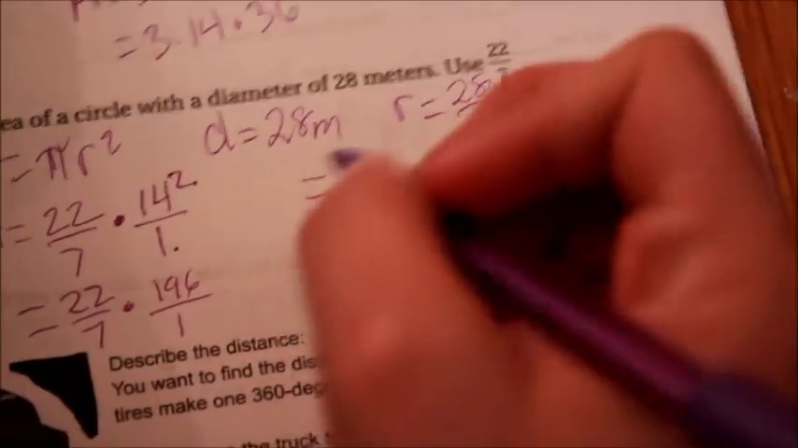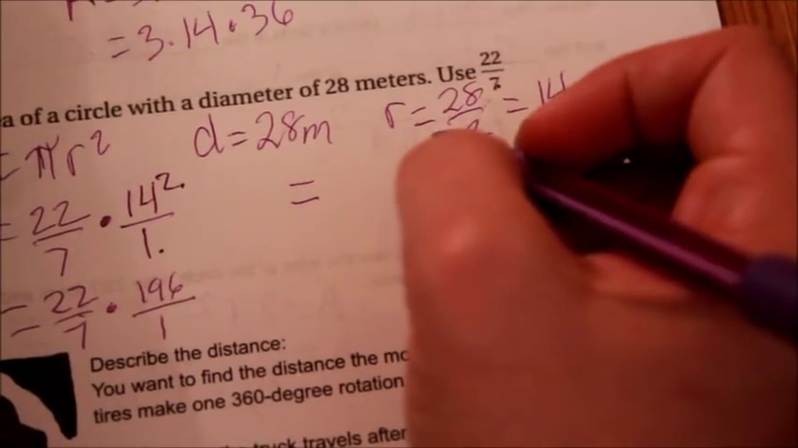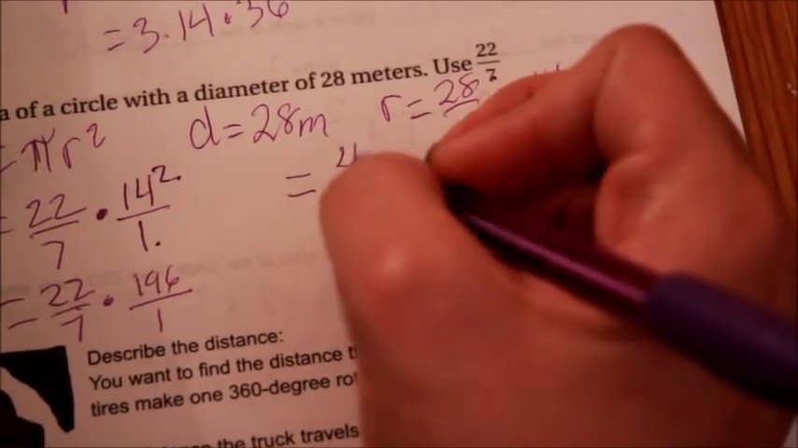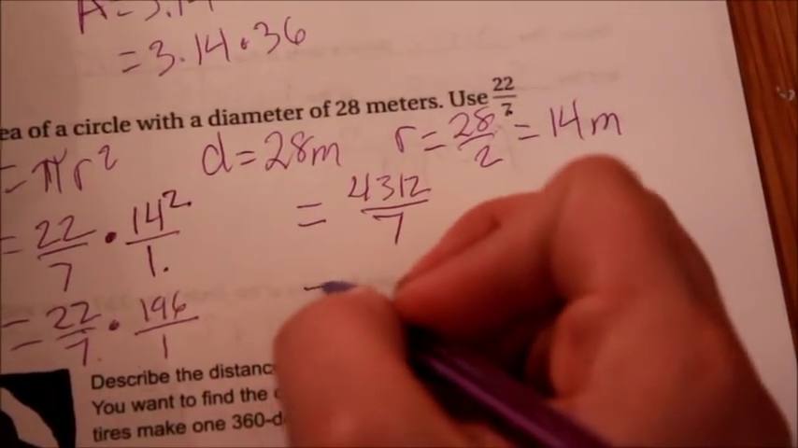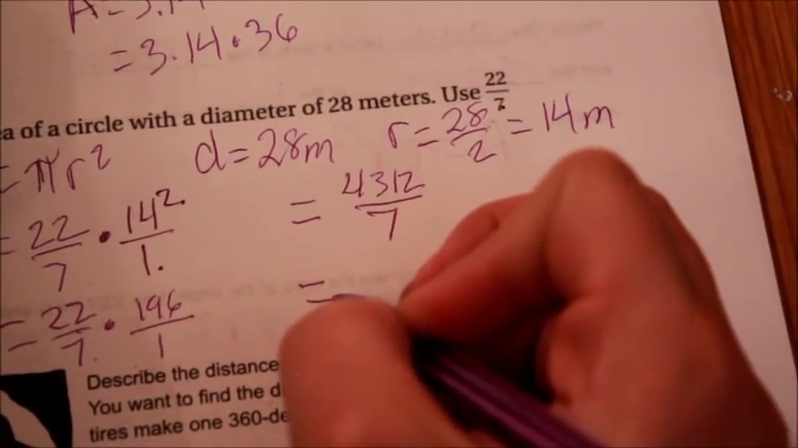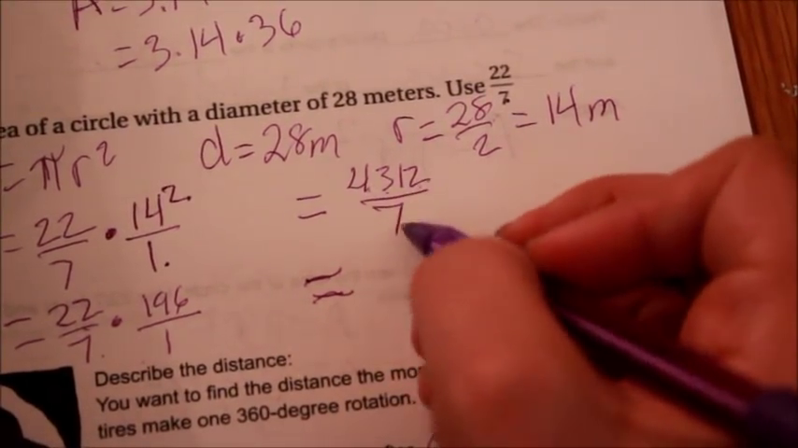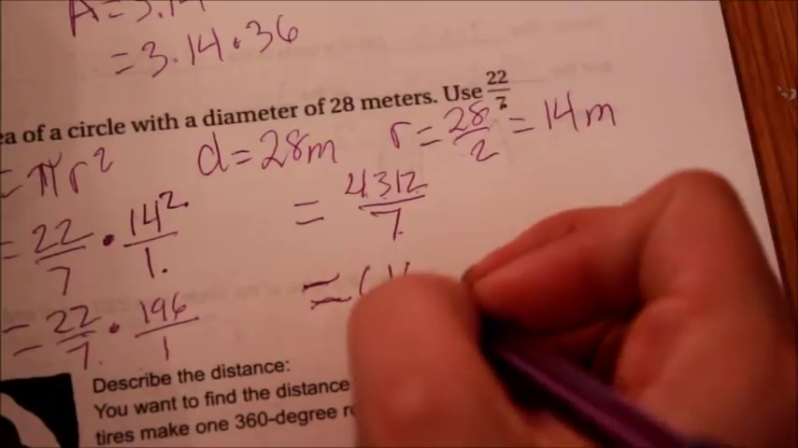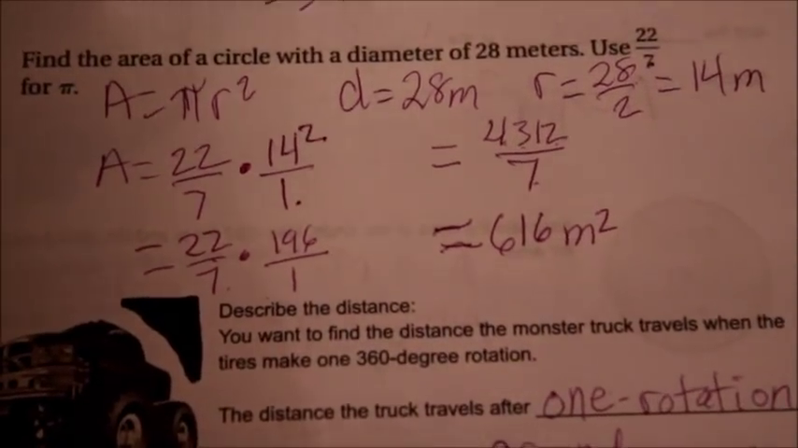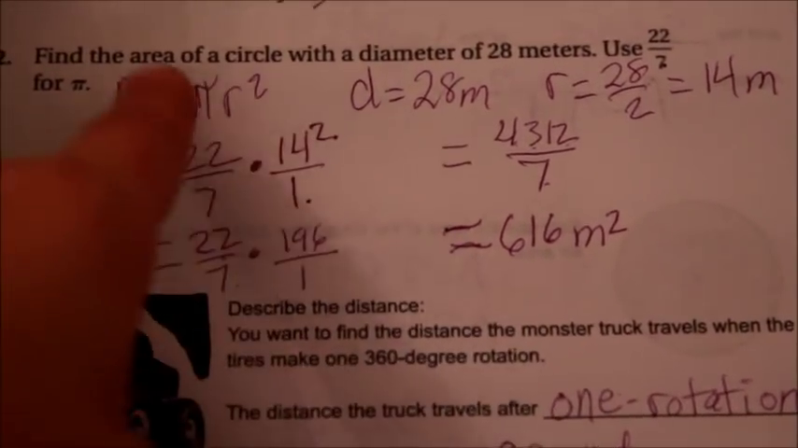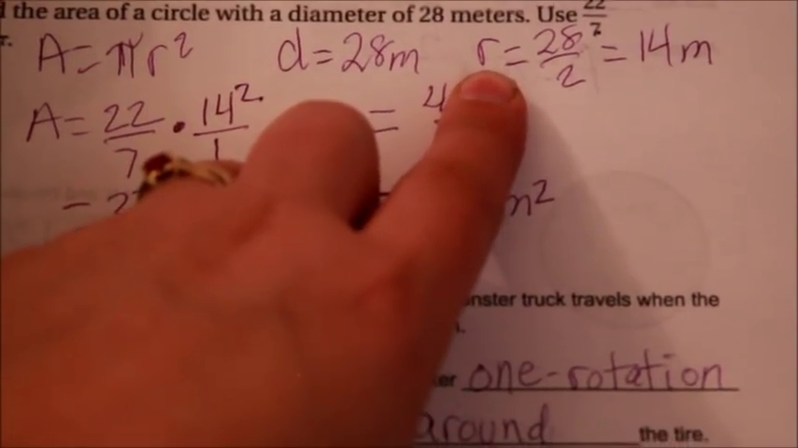If we multiply straight across, you're going to multiply 22 by 196, and you should get 4,312 over 7 times 1, which is 7. Right now we're going to do 4,312 divided by 7. You should get about 616 meters squared. So even if you weren't able to get to this point, I hope you were able to write down the equation, know the diameter, and figure out the radius.